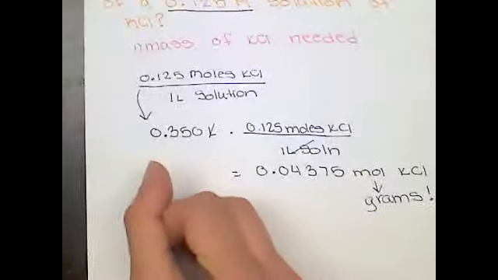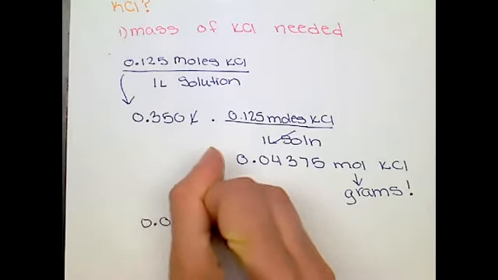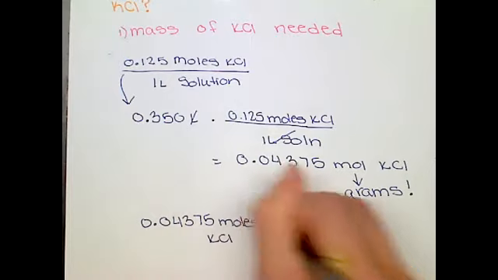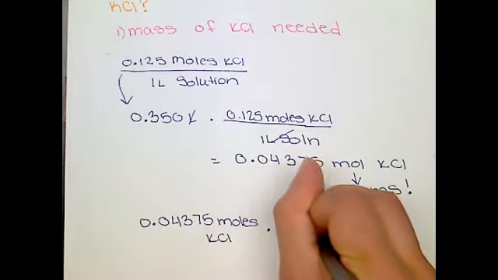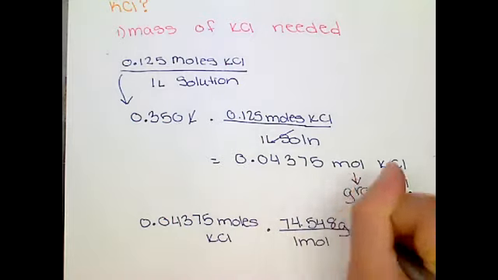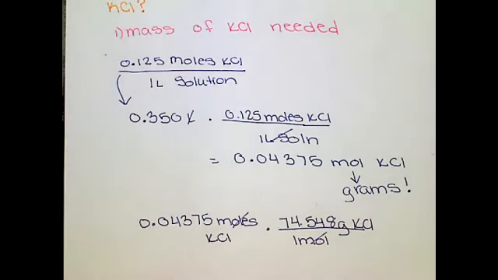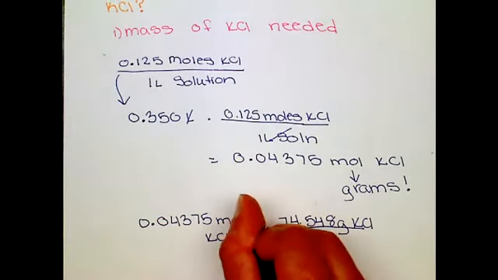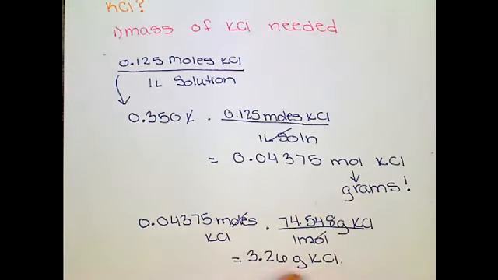So let's go ahead and set up our problem. I'm going to start with my moles, 0.04375 moles of KCl. And my molar mass is 74.548 grams over 1 mole, and again, this is KCl. And what I get is my mass to be 3.26 grams of KCl. So that's how much I need to add.